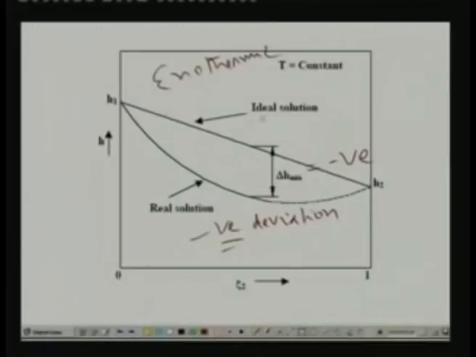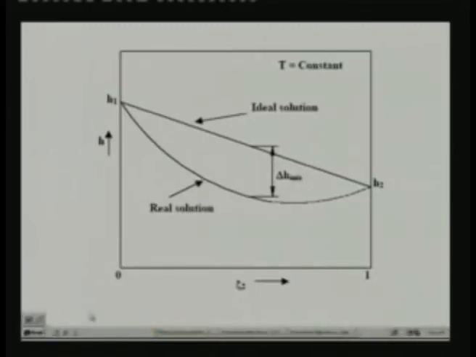And this straight line gives the enthalpy of an ideal solution, and the enthalpy of a real solution with negative deviation will be less than this, because the delta H mix is negative.